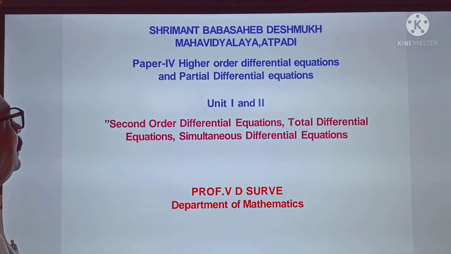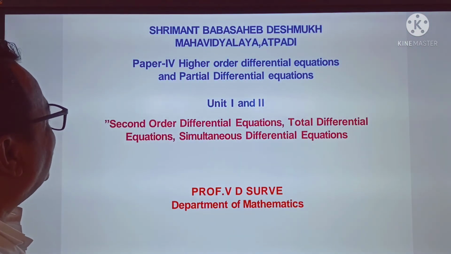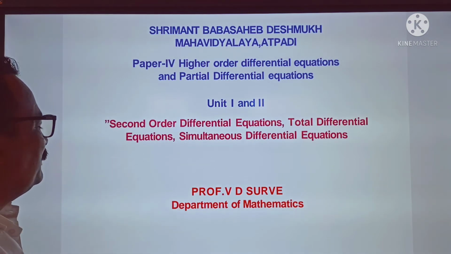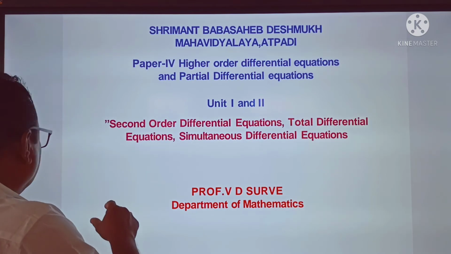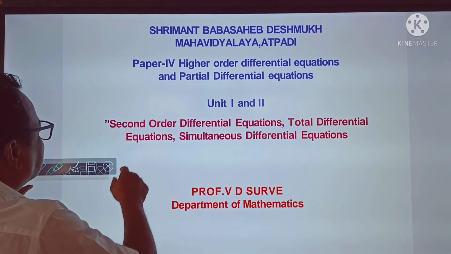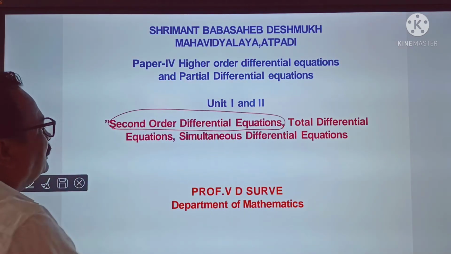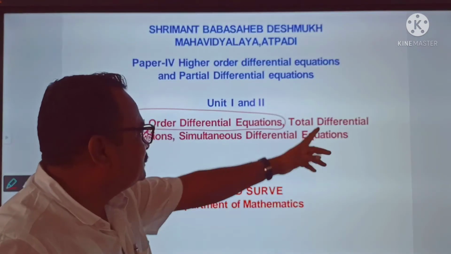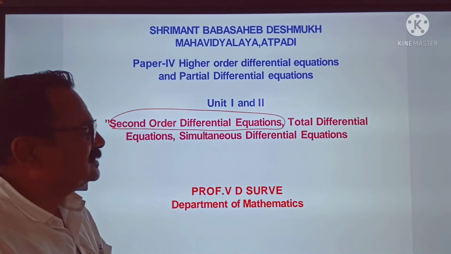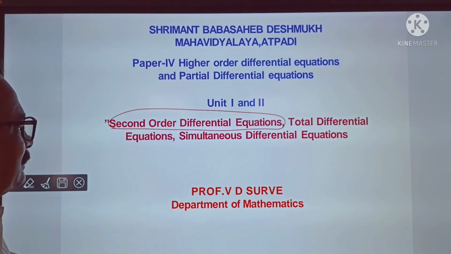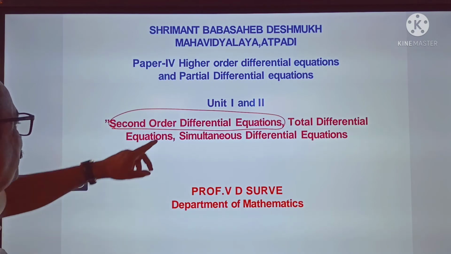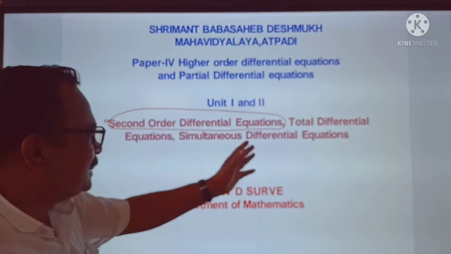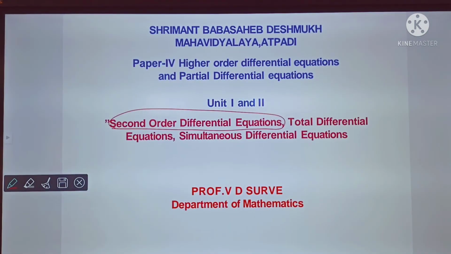This is our paper 4, higher order differential equations and partial differential equations, units 1 and 2. Second order differential equations, total differential equation and simultaneous differential equation. In this chapter, second order linear differential equations, we have completed 3 methods. Then the next chapter is the total differential equation, next one is the simultaneous, but these two are very small chapters. So the important chapter is second order differential equations. The total differential equations and simultaneous are also important, but they are small chapters.